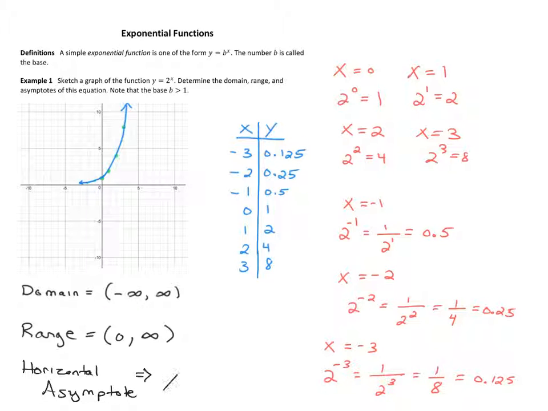We get y equals 0. So that's pretty much everything you need to know about this graph. Here I'm noting that the base was 2. If that happens, that means your graph is going to increase rapidly as you go in this direction and get really close to 0 as you go in the other direction.